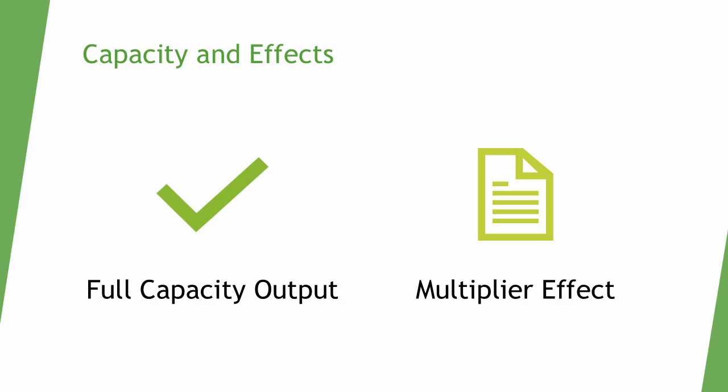Full capacity output is the level of output where all available resources are fully employed without causing accelerating inflation. Macroeconomic policies lead to full capacity output as demand-side and supply-side measures are balanced to close output gaps. The multiplier effect is the process where an initial increase in spending leads to a larger final increase in national income. Macroeconomic policies can lead to the multiplier effect as government spending or tax cuts stimulate further rounds of consumption.